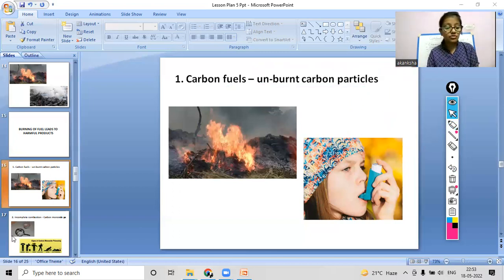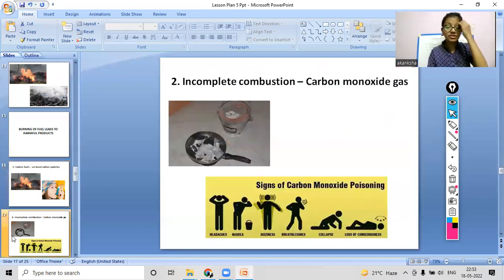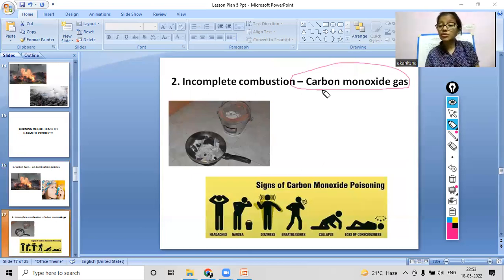Now we will move on ahead and see some more details. Now, incomplete combustion, right? Incomplete combustion causes which gas to form? Carbon monoxide. Yes, incomplete combustion causes carbon monoxide. And how does this carbon monoxide affect our body? You must have heard some news during winters.